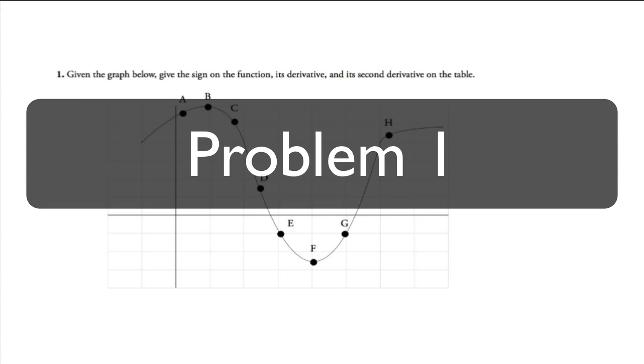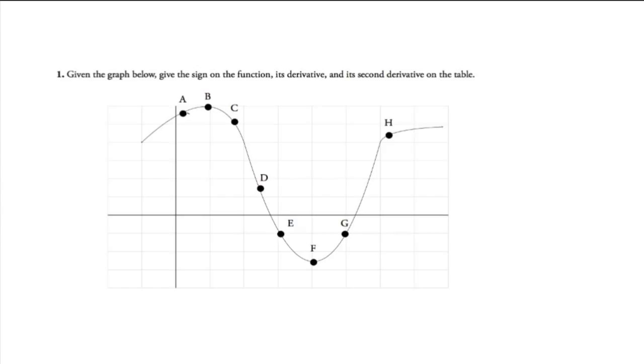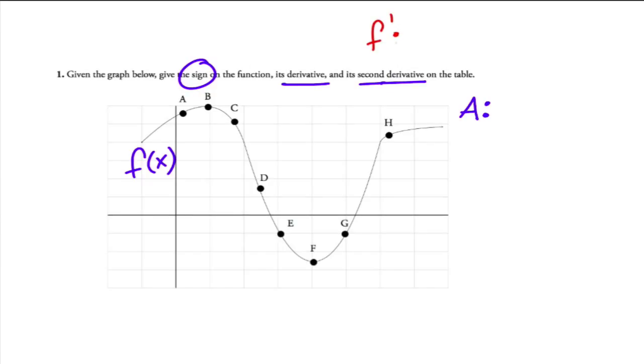So we're trying to figure out in this problem what's going on at all of these points as far as the derivative and the second derivative. So we're looking for the sign. So remember that what we do is we're looking at two different aspects of the graph. So here we're assuming this is f of x, and so then our derivative f prime, remember that we're looking for two things.